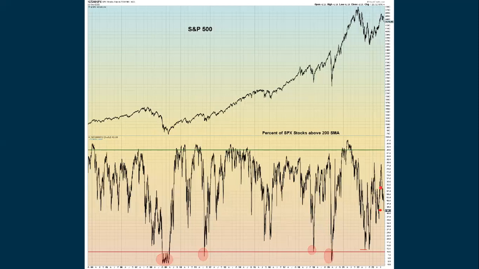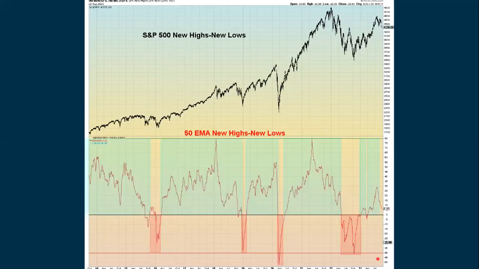Then we look at the percent of stocks in the S&P that are above or below their 200-day simple moving average. And this is really decreasing as well, showing that there's more negativity. On a longer term basis, we can use this like an oscillator to get an extreme positive or negative reading, but we're not getting that right now.